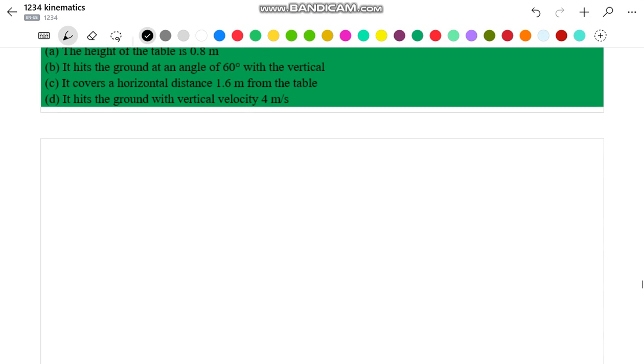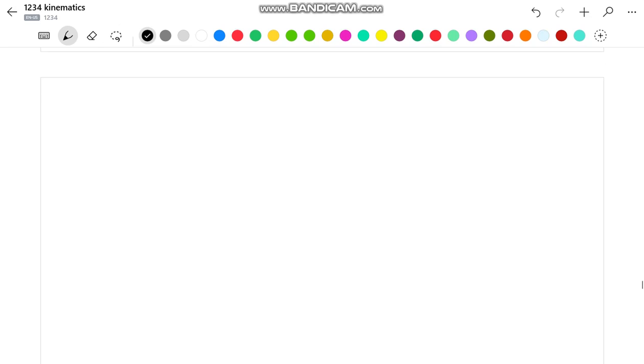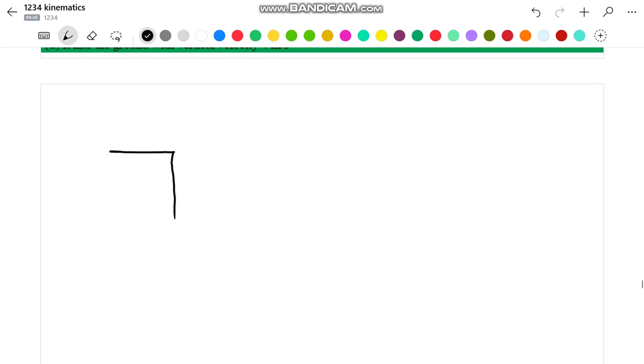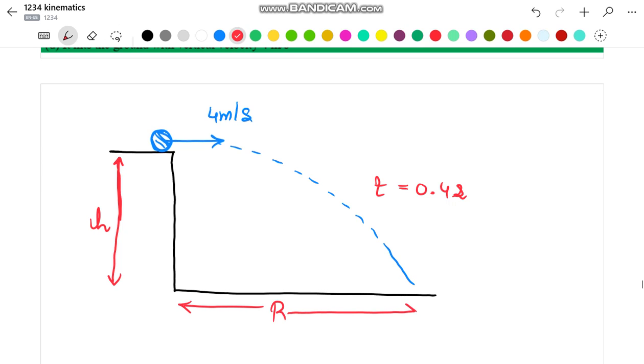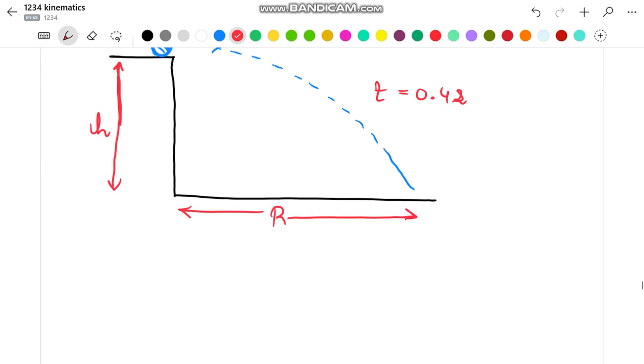According to the conditions given in the problem, if we redraw the diagram, we can say that the ball was thrown horizontally from the top of the edge of the table with speed of 4 meter per second, and its time of flight given in the problem is 0.4 seconds. Let us assume that this is the value of height h and the horizontal range is equal to r.